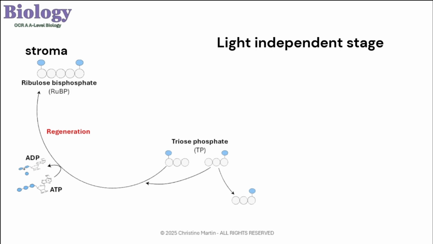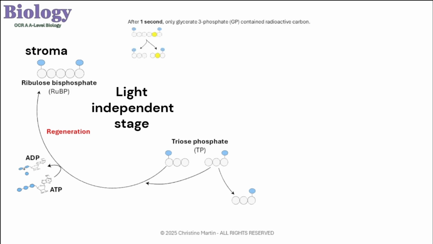Now, how do we know this? Well, this was demonstrated by Calvin and his co-workers, who illuminated a suspension of green algae in the presence of radioactive carbon dioxide. Samples were taken at different time intervals after the addition of radioactive carbon dioxide. Chromatography was then used to separate and identify the carbon compounds formed.